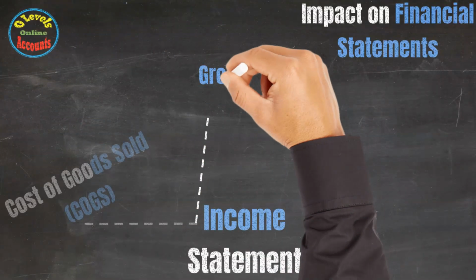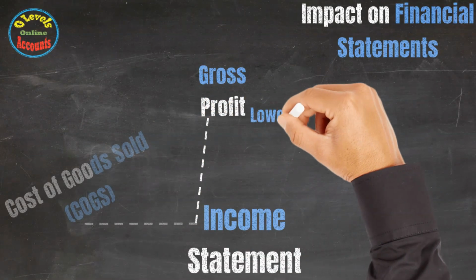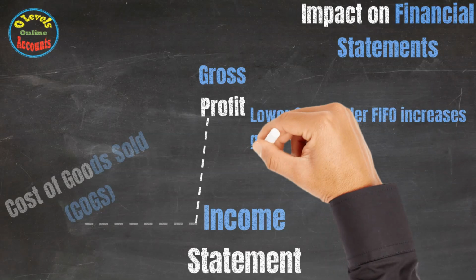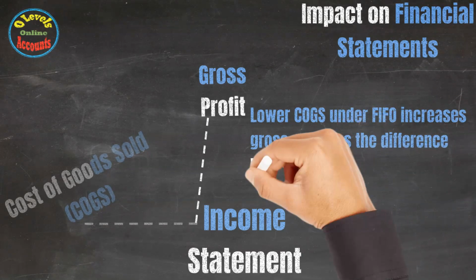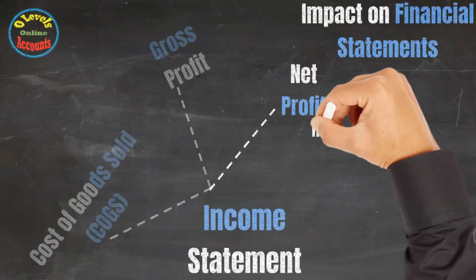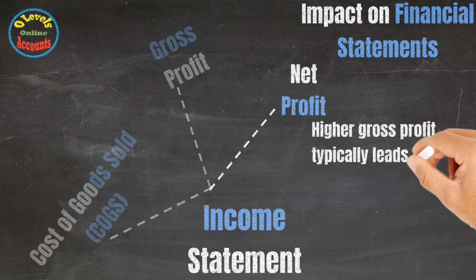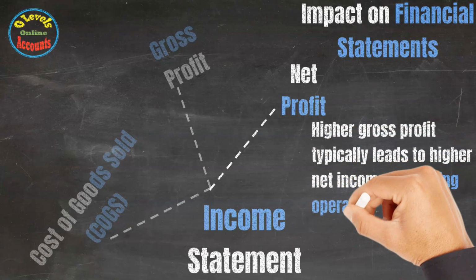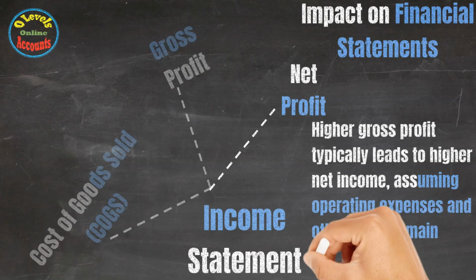Let's check another impact. Next is the impact on gross profit. Lower cost of goods sold under FIFO increases gross profit, as the difference between sales revenue and cost of goods sold is larger. Let's check another impact, the net profit. Higher gross profit typically leads to higher net income, assuming operating expenses and other costs remain constant.